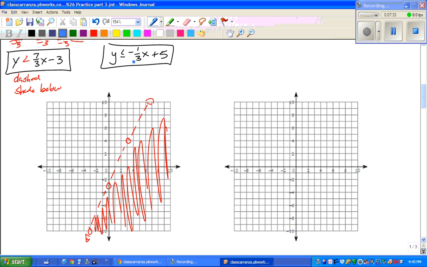Now, our next line is going to be solid. And once again, we shade below. So at positive 5, I'm going down 1, over 3. Down 1, over 3. Down 1, over 3. And we're going in both directions. So when we've got this, we've got our nice pretty line. That was not nice and pretty.